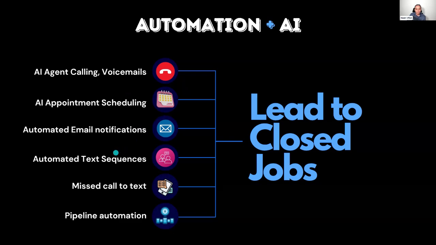You can also set up texting sequences. Obviously, you have to get consent to do this, but it's super easy to just set up a notification or set up a consent checkbox on the form that someone's submitting, and then you can start sending them text messages, because everybody's on their phone.